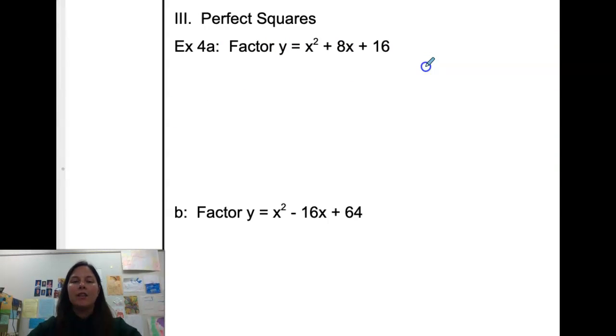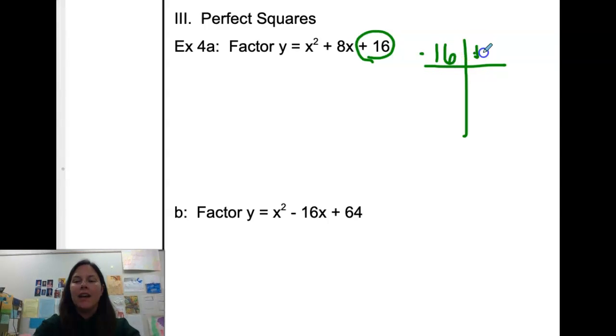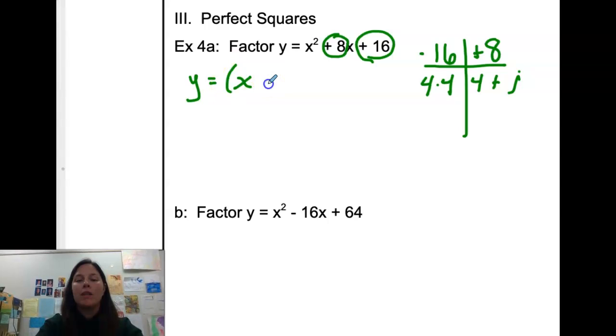Last type, and this one might not look special because we have an x squared term and an x term and a number, so we don't have to do anything to it to start to set up our t-chart. We're multiplying to the constant and adding to the coefficient of x. What numbers multiply to 16 and add to 8? 4 times 4 gives me 16, and 4 plus 4 gives me 8. Notice, kind of like the first one, it's the same number, but this time they also have the same sign.